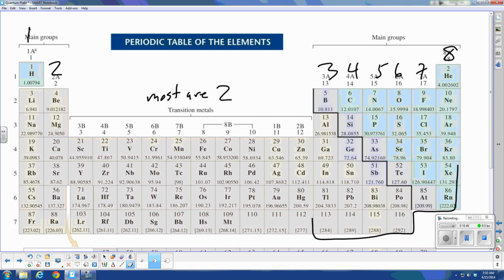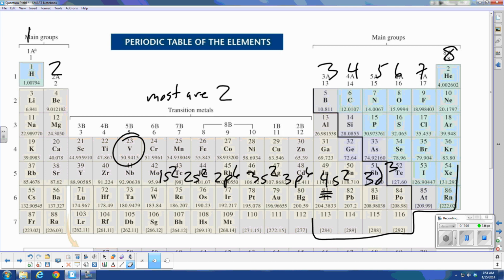And why is that? Well, let's take a look back at our vanadium. We said it was 1s2, 2s2, 2p6, 3s2, 3p6, 4s2, 3d3. Well, I said that my valence electrons are in the highest energy level. What's the highest energy level? The 4 there. So what are my valence electrons? The 4s's are my valence electrons.